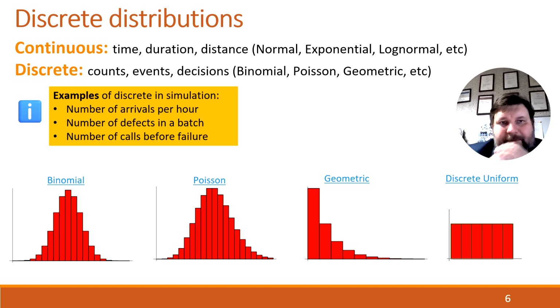So far, we focused mainly on continuous distributions, such as time and distance. But besides continuous distributions, we also have discrete distributions. Discrete distributions are used when values are counts or events. For example, the number of arrivals per hour, which is an integer of course, the number of defects in a batch, or the number of calls before a failure. Common discrete distributions used in simulation include binomial, Poisson, geometric, and discrete uniform.